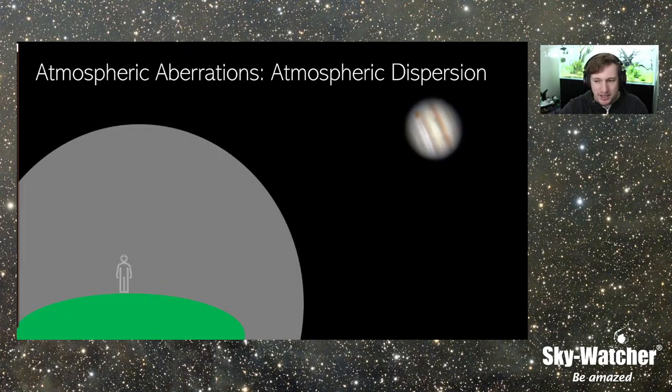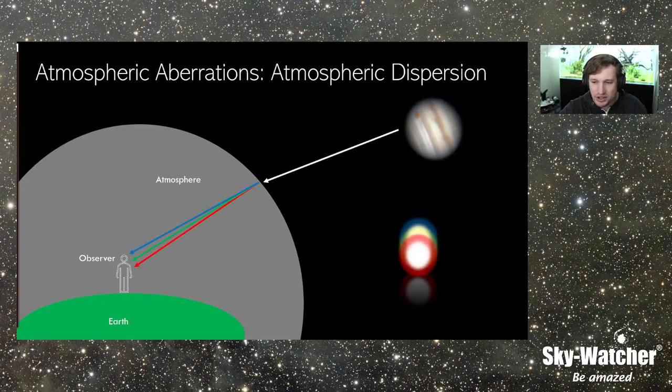For example here, just to show, you've got Jupiter. Here's our observer, Earth, and the atmosphere. Incoming light from Jupiter or whatever you're looking at is going to hit the atmosphere, and then it's going to break apart, and then it shows you some interesting stuff like this. If you zoom in, you'll notice that it's kind of like the light is smeared out in a spectrum. That's atmospheric dispersion. Now, you can actually address this.